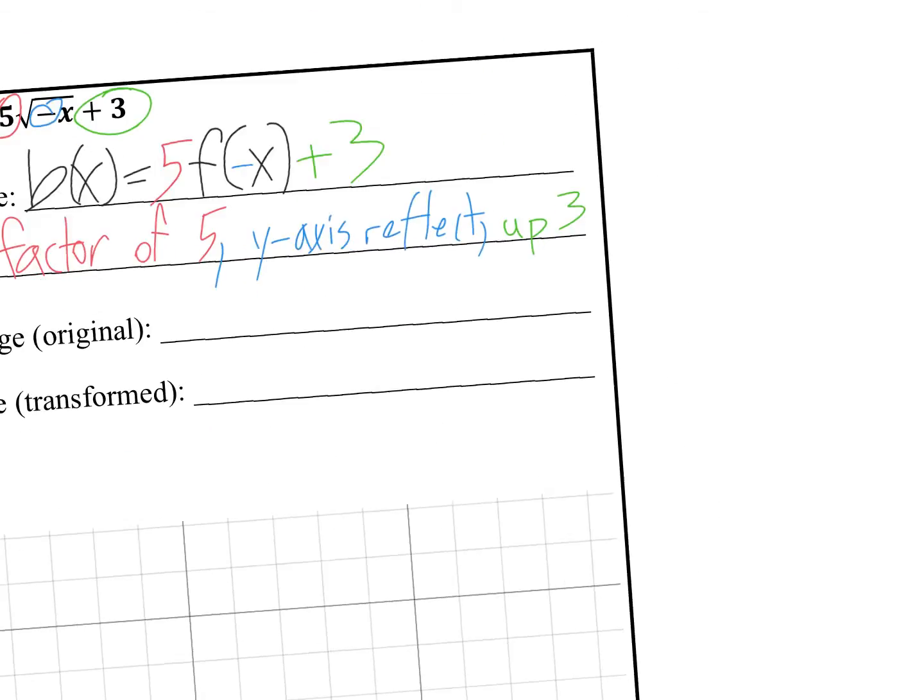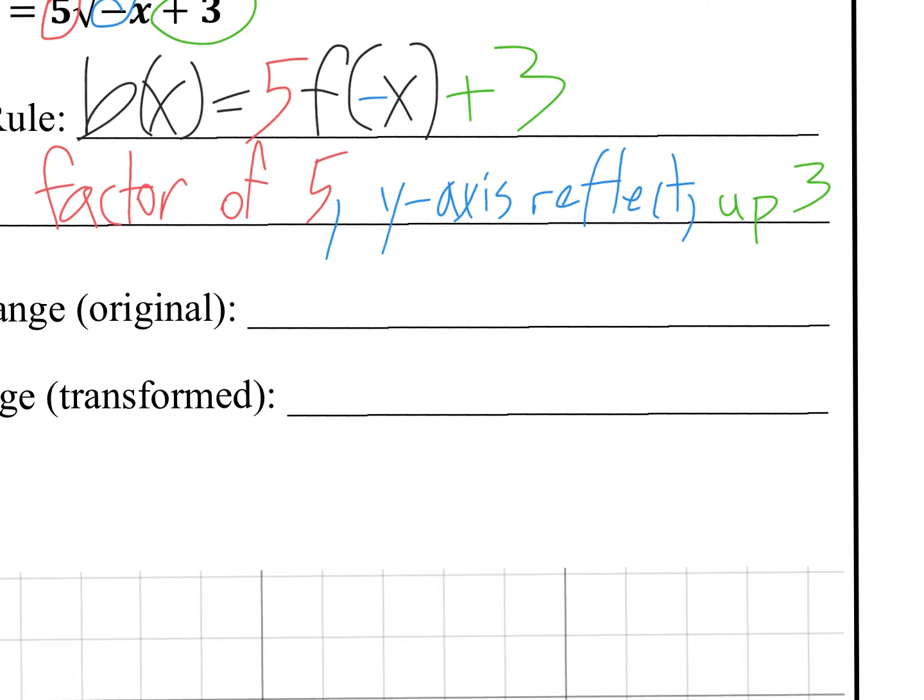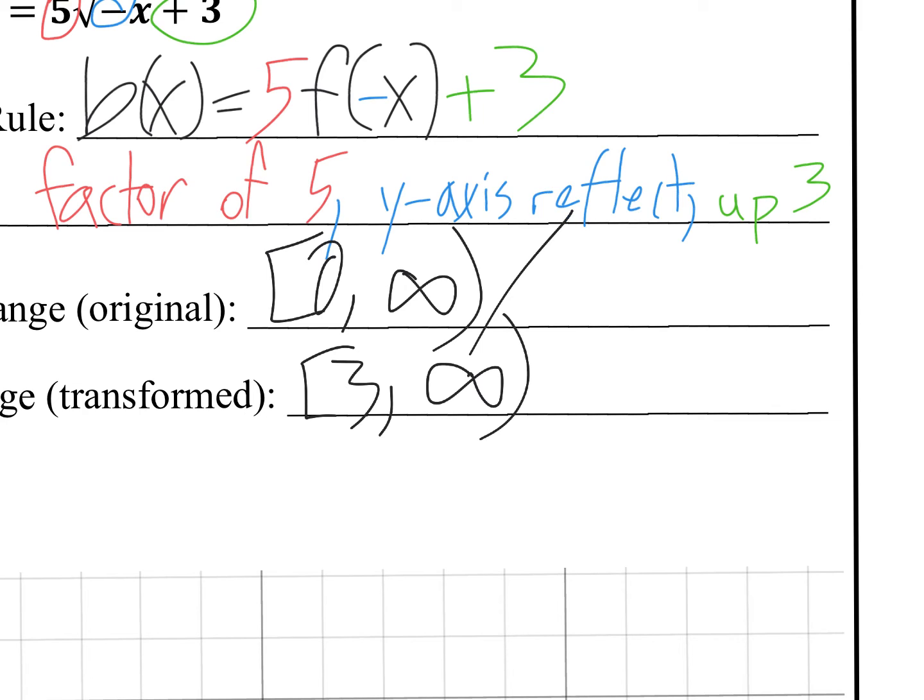So we're going to say the original started at 0, so we're going to say 0 to infinity, and then the new one started at 3, but it's still going up to infinity. So the other way you would see that is y is greater than or equal to 0, or for the new one, y is greater than or equal to 3. So let's move on to the next example.